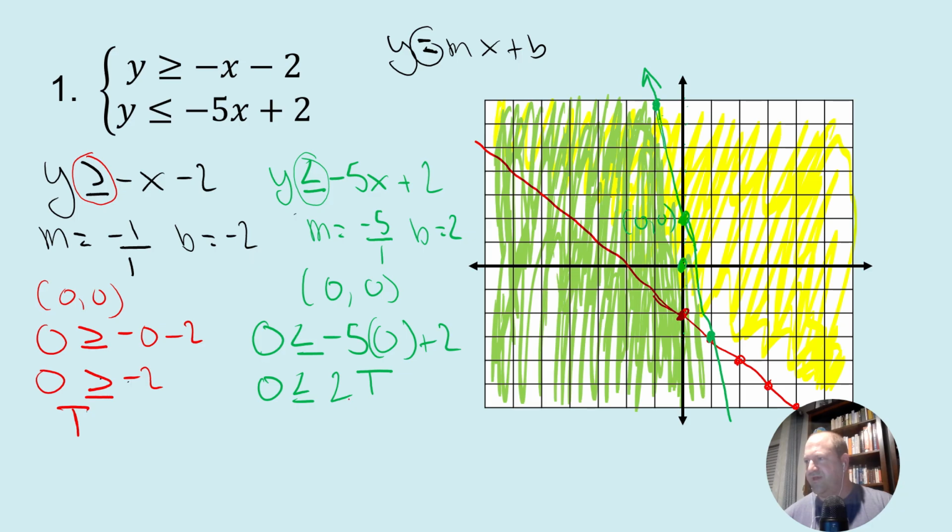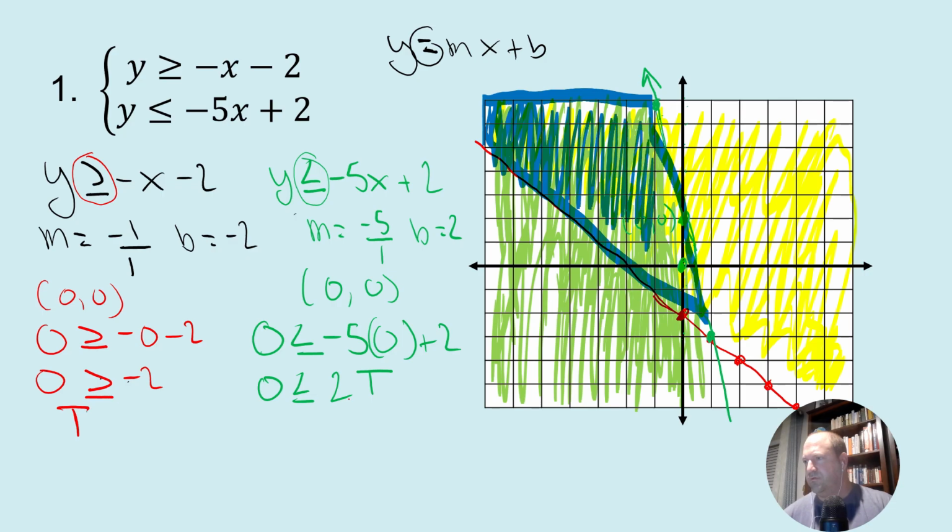Now we have to figure out, well, we've got this area in yellow, and we've got the area in green. Where is our actual solution? Our actual solution is going to be where these two overlap, and they overlap right here. So this section in blue is going to be our solution set.